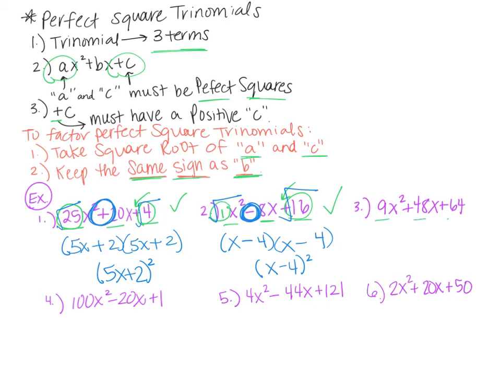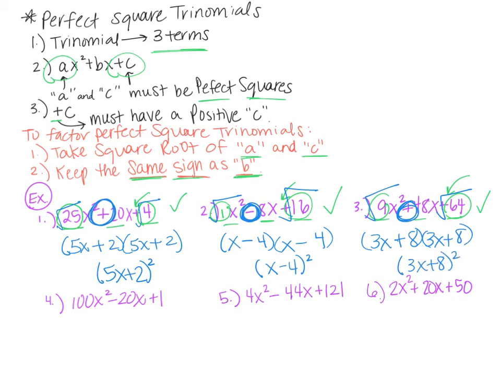3 terms. Perfect square here. Perfect square here. Addition, so I'm ready to go. I'm going to take my perfect square. Square root of 9 is 3x. The square root, excuse me, of that perfect square 64 is 8. I'm going to match the sign here. So they're both going to get plus. So my answers could be 3x plus 8 times 3x plus 8, or I could put 3x plus 8 squared.